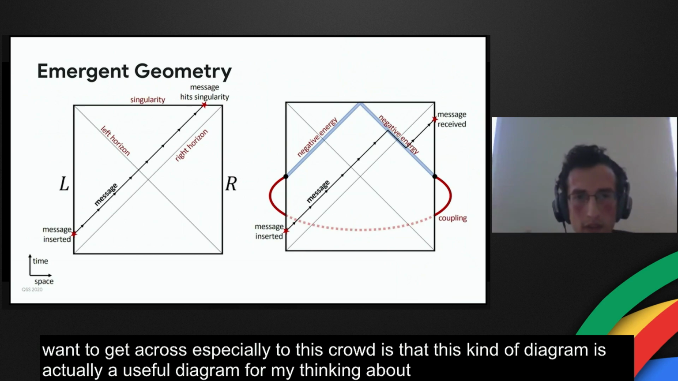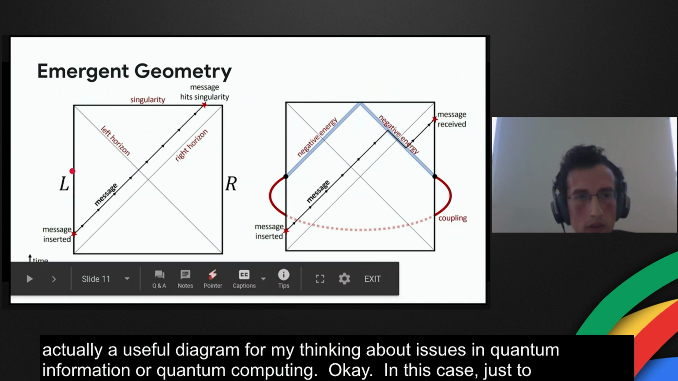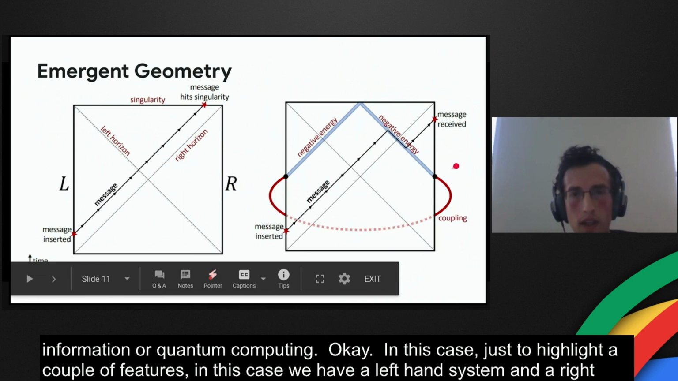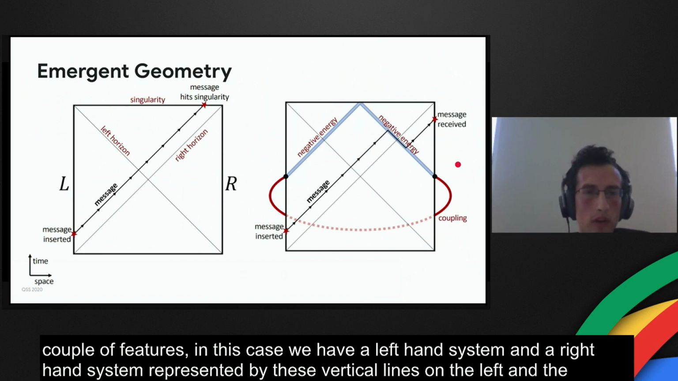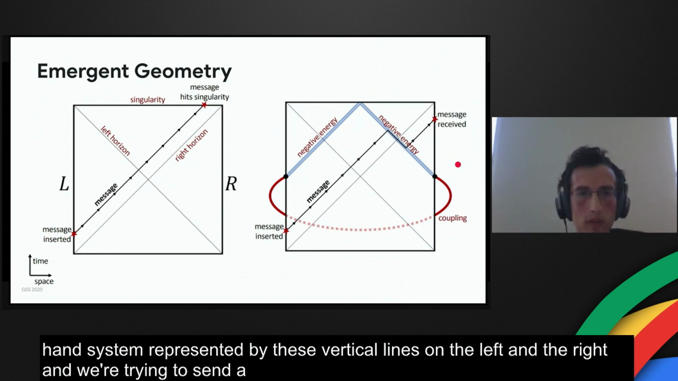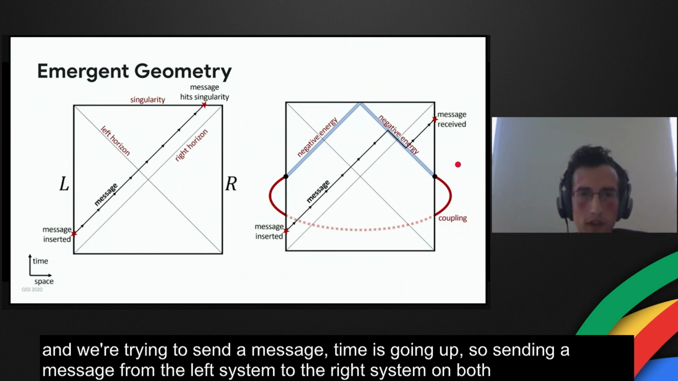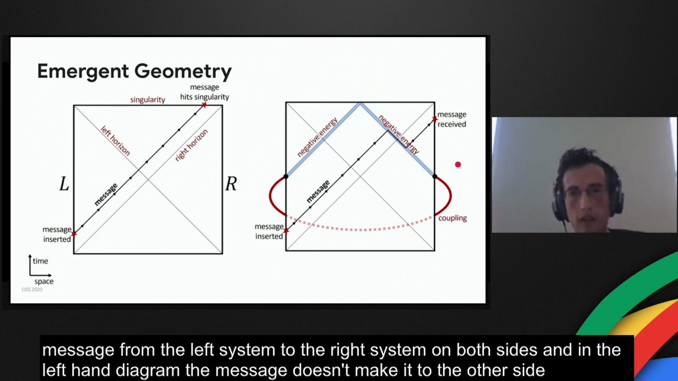Okay, in this case, just to highlight a couple of features, we've got a left-hand system and a right-hand system represented by these vertical lines on the left and the right, and we're trying to send a message. Time is going up, so we're sending a message from the left system to the right system. On both sides, in the left-hand diagram, the message does not make it to the other side before it hits the edge of the diagram. In the right-hand system, it does make it to the other side.